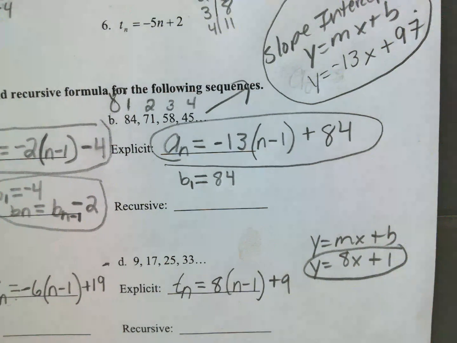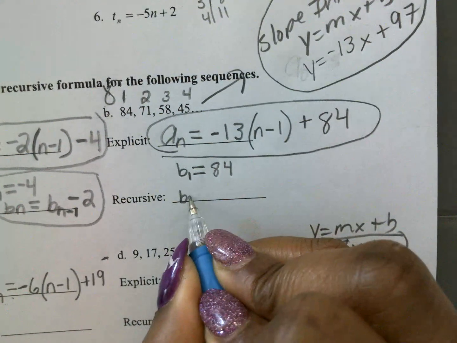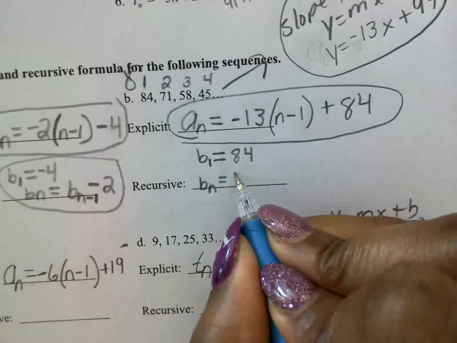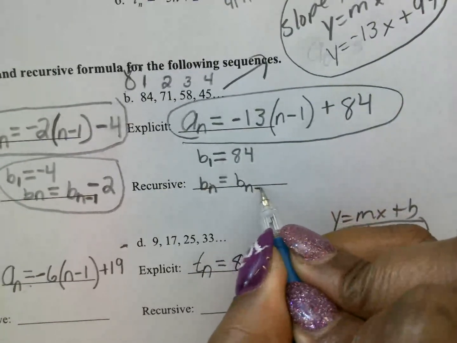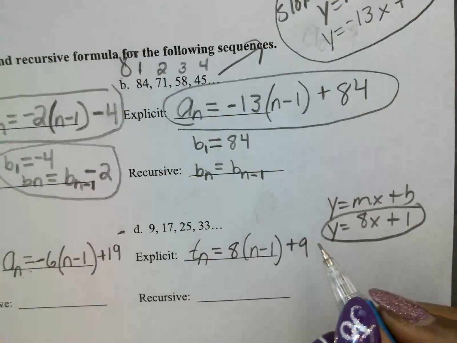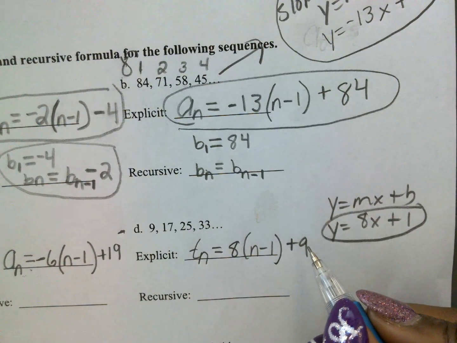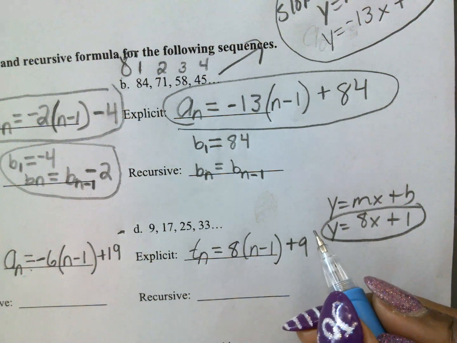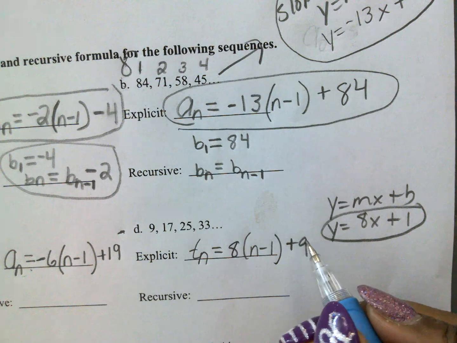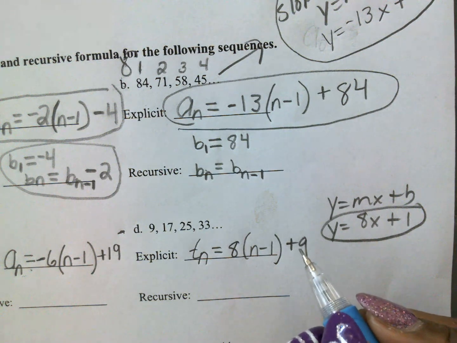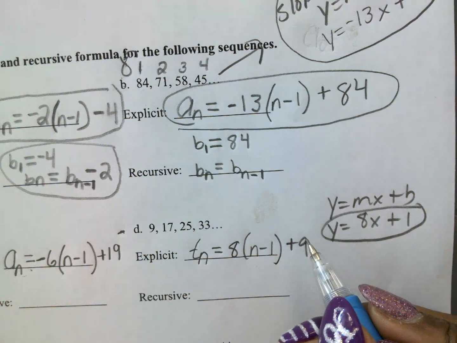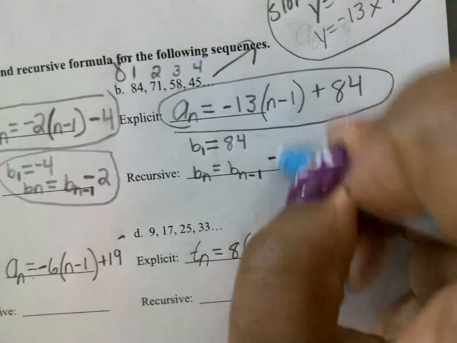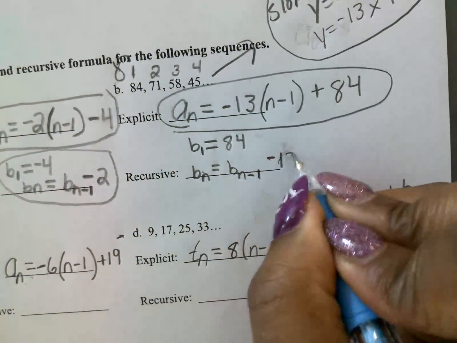Okay, so now let's write the equation. B sub n is equal to, and now we have B sub n minus 1. Why is Miss Reyes using n minus 1? Because it's the first number and not the 0 number. It's the first number and not the starting number. And what are we going to do every single time to get to the next number? Subtract 13. So this is how you write the recursive.